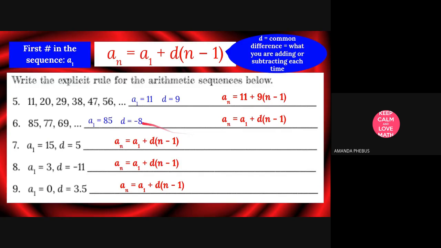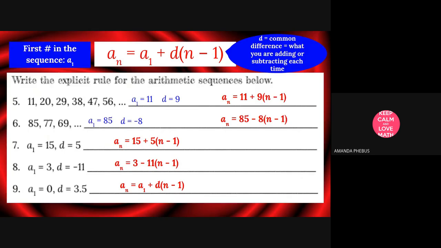Number 6, we're going to plug in 85 for a sub 1. Now, we're going to plug in negative 8 for our common difference. And you can put plus negative 8, or you can write minus 8. I put minus 8. But that's it. That's our explicit rule. All right, so number 7, we're going to plug in a 15 for a sub 1 and a 5 for the common difference. And we're done. For number 8, we're going to plug in a 3 for a sub 1 and a negative 11 for the common difference.